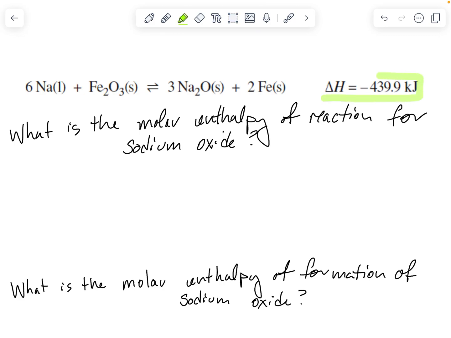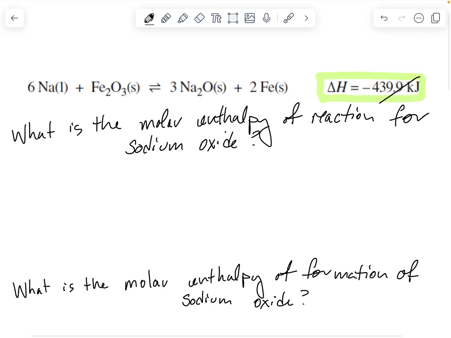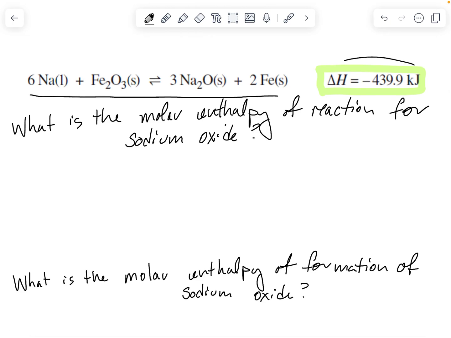If I wanted this to be a Hess question where I was finding the enthalpy, they would have just not given me this value, and I'd use the formation enthalpies for these reactions. But that's not this question. So the kind of question we might have seen before would be something like, what is the molar enthalpy of reaction for sodium oxide? This is the reaction that we're describing, and this is the enthalpy for the whole reaction. This was what we did when we were looking at communication.